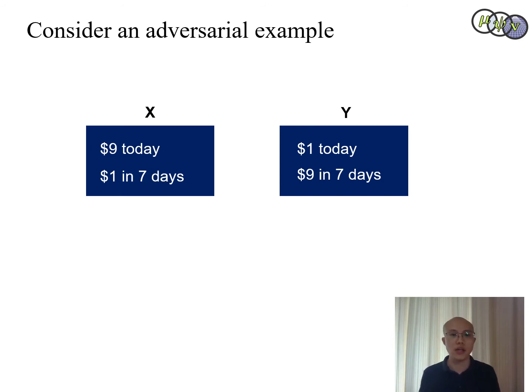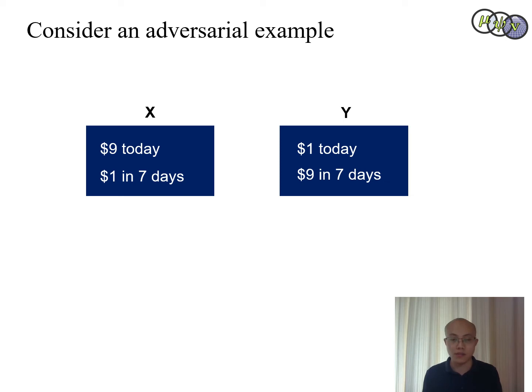Let's take a look at an adversarial example. In the example choice between X and Y here, X offers you $9 today and $1 in 7 days, and Y offers you $1 today, but $9 in 7 days. As you can see, X and Y have the same amounts and the same delays in the two options, but the only difference between the two is the pairing of amounts and delays.